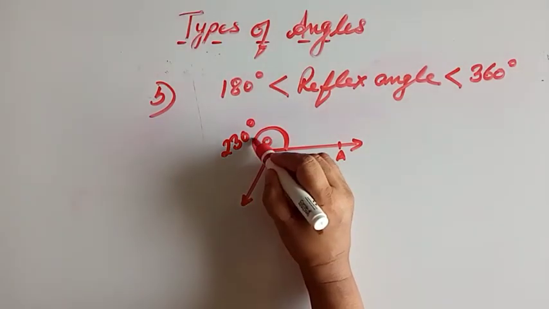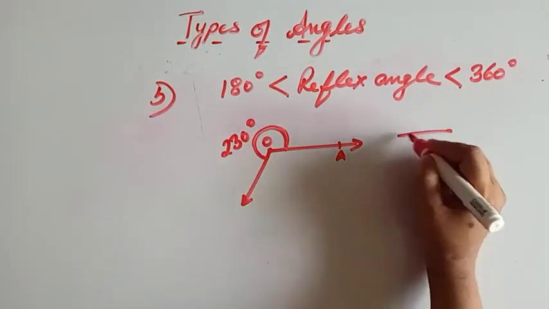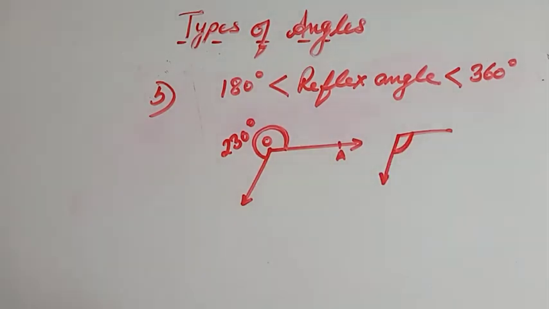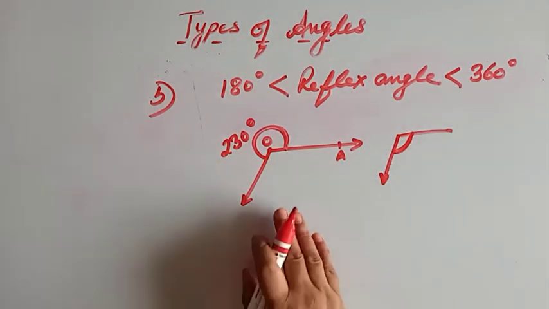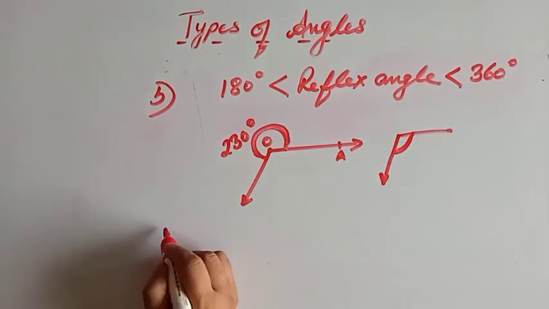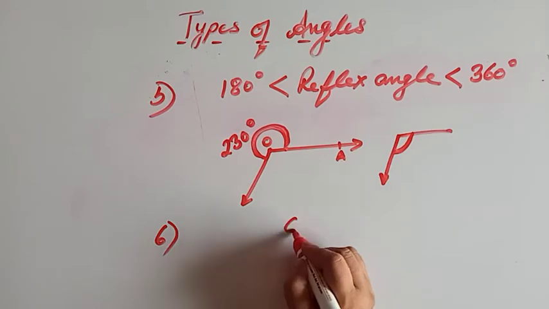Here you have to show the sign of this angle. Whereas in obtuse, if you make the angle sign like this, then it is an obtuse angle. It is not a reflex angle. For a reflex angle, you have to show this sign at the outer side. Clear?